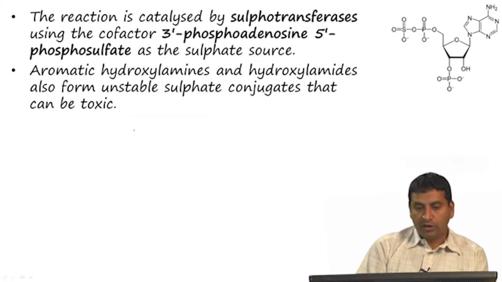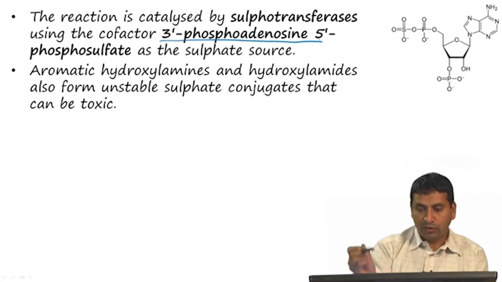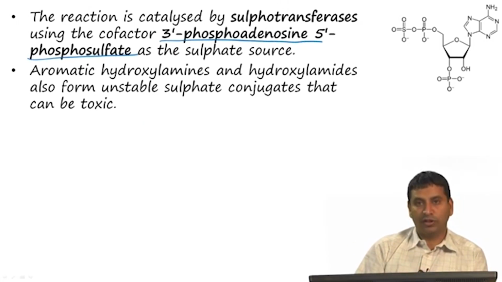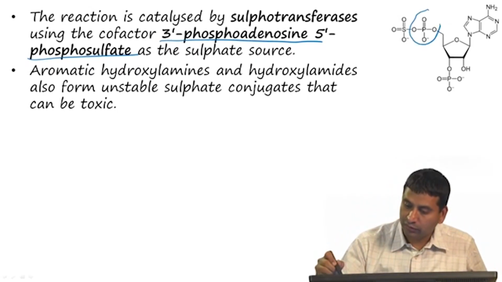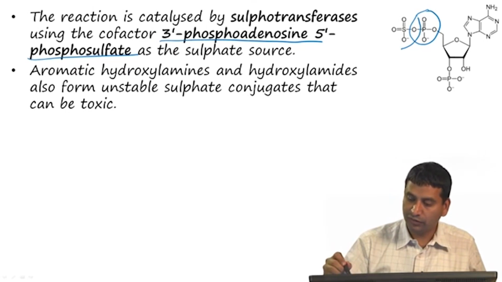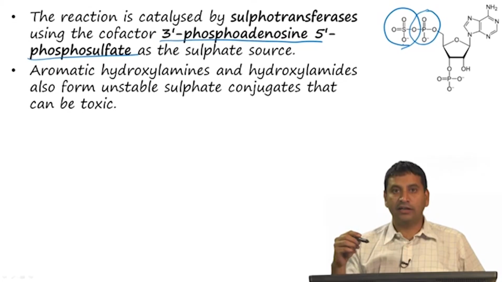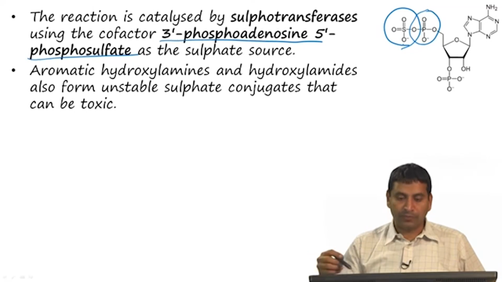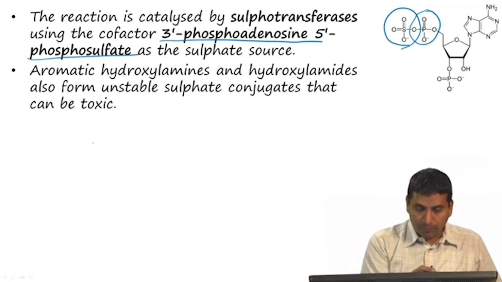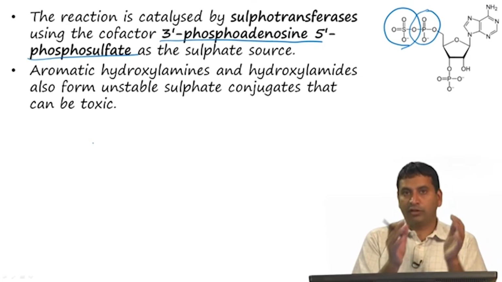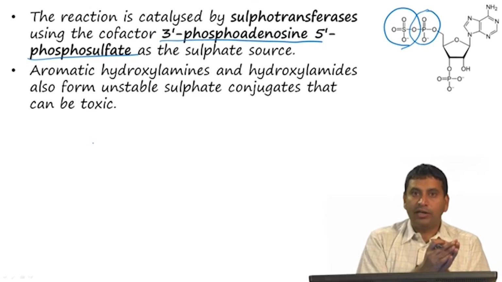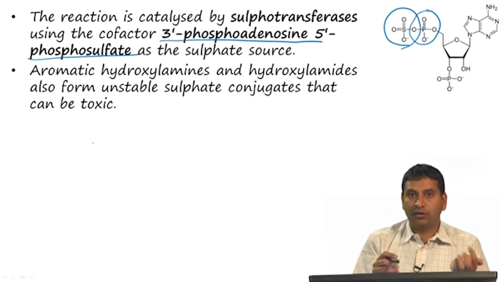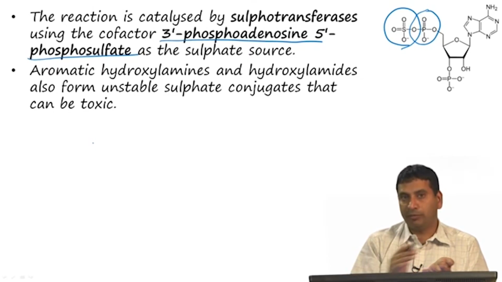and this is actually catalyzed by a species known as 3'-phosphoadenosine 5'-phosphosulfate. Okay. So, if you look at this structure, you see here that this is the phosphate and here is the sulfate. So, it looks exactly like an adenosine phosphate, except that it has a sulfate group that can be transferred. So, once this group is ready, the enzyme sulfotransferase uses this as a cofactor and transfers a sulfate group. Okay. Aromatic hydroxylamines and hydroxamides also form unstable sulfate conjugates that can be toxic.